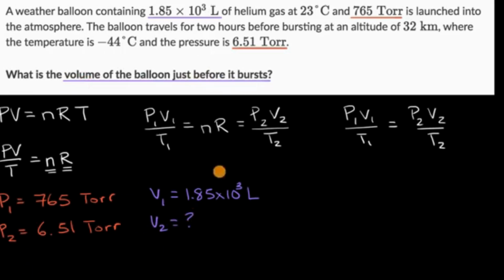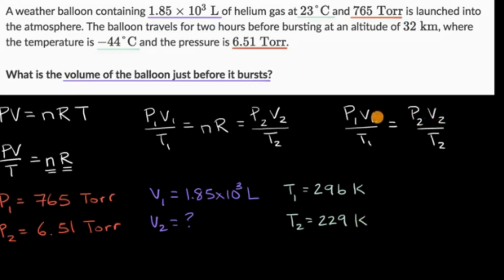And then last but not least, what is T1? Well, they tell us the starting temperature is at 23 degrees Celsius, but you have to think on more of an absolute scale and deal with temperatures in terms of Kelvin. So to convert 23 degrees Celsius into Kelvin, you have to add 273. So this is going to be 296 Kelvin. And then what is T2? Well, T2 is negative 44 degrees Celsius. If we add 273 to that, let's see, in my head, that's 229 Kelvin. And so we have everything we need in order to solve for V2.